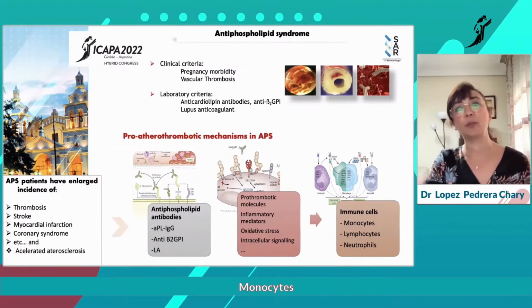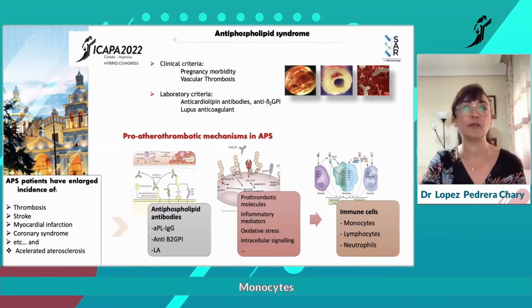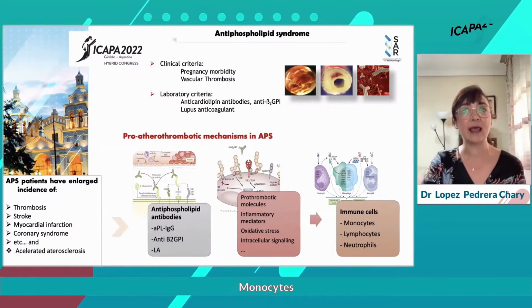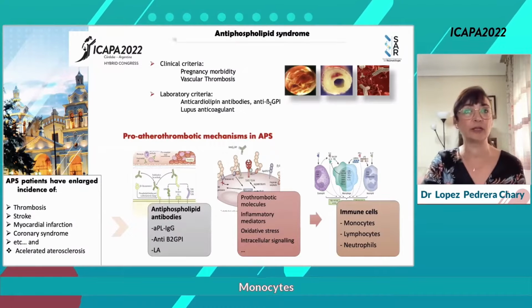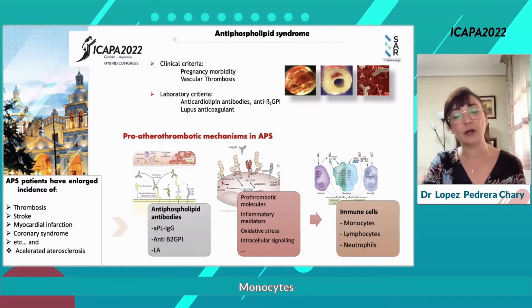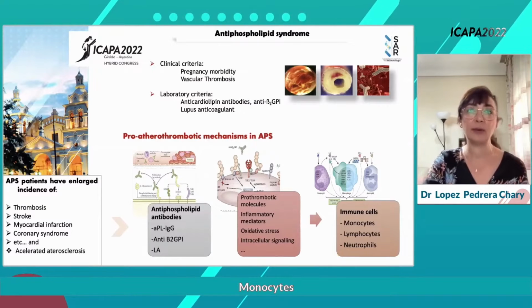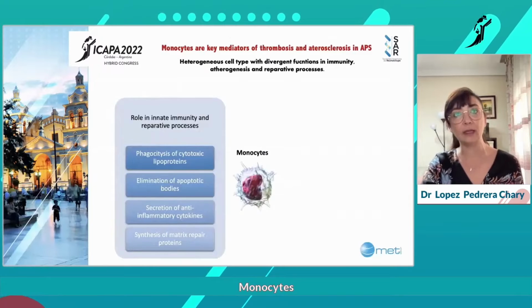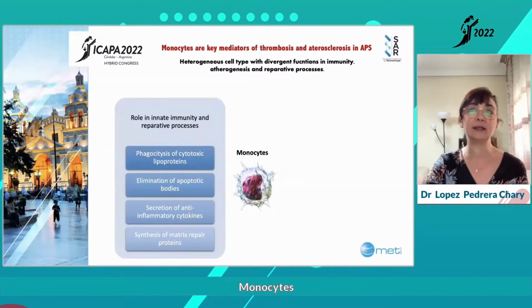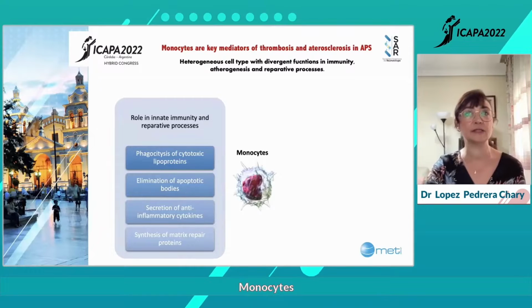Several mechanisms have been proposed to explain the thrombotic and pro-inflammatory tendency of these patients, mainly comprising synergic effects of autoantibodies with prothrombotic molecules, inflammatory mediators, oxidative stress markers, and a plethora of intracellular signaling molecules in immune cells. Numerous studies have shown that the pathogenesis of both atherosclerosis and thrombosis in APS patients involves many immune system cell types, among which monocytes have been demonstrated to play a key role.